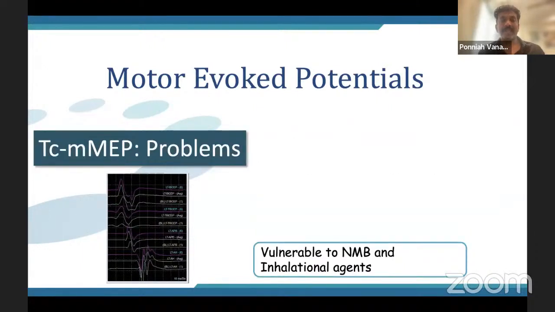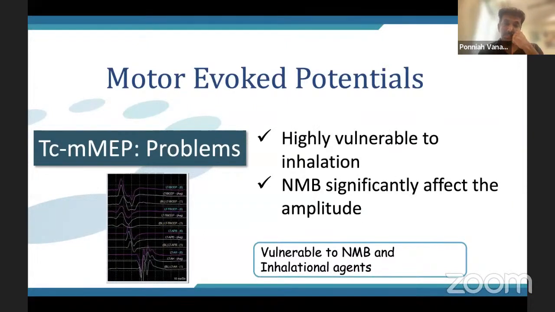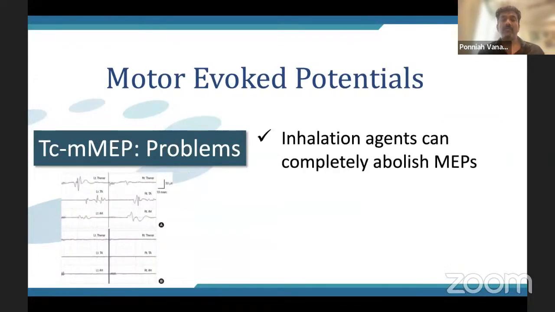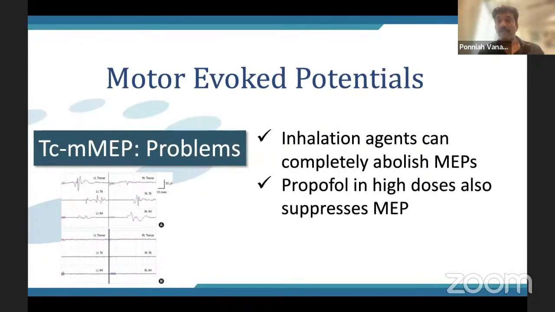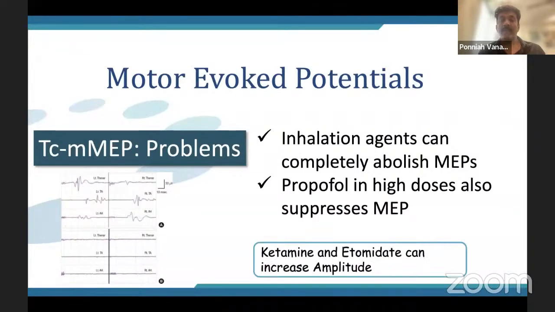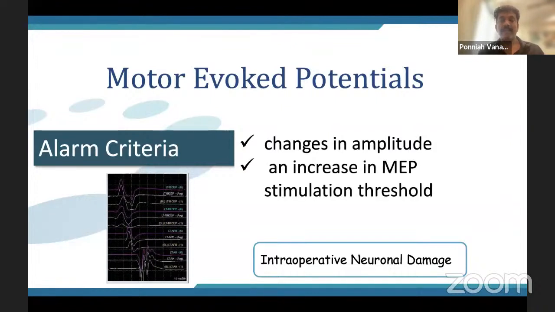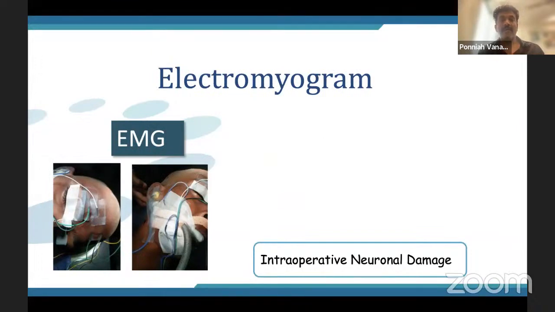So what are the problems which can happen? It's very vulnerable to the neuromuscular blocking agents and inhalation agents, and the amplitude is significantly affected by the anesthetic technique. The inhalation agents can completely abolish the MEPs, and propofol in high doses can also suppress the MEPs. So sometimes we add additional agents like ketamine or etomidate to increase the amplitude and to get a proper recording. So what is the alarm criteria? Changes in amplitude and an increase in MEP stimulation threshold, which means you're using a particular current and have to use more current to get the same waveform, these two act as alarm criteria.